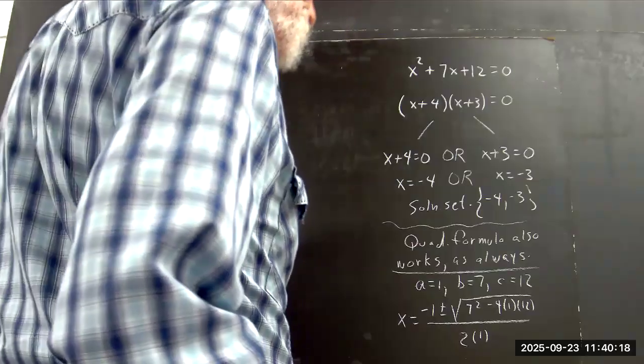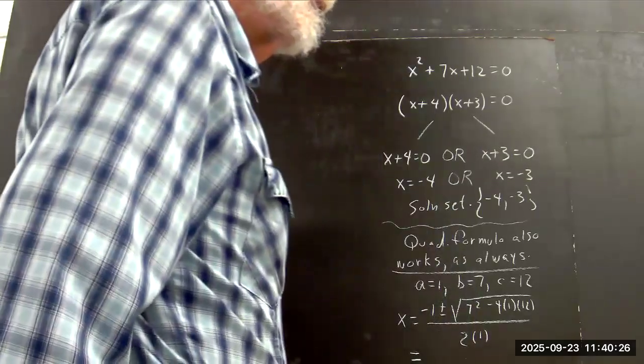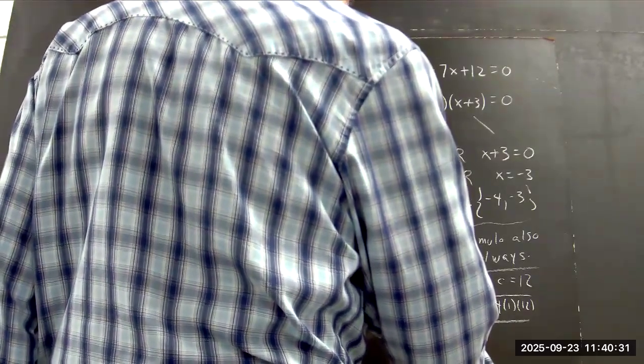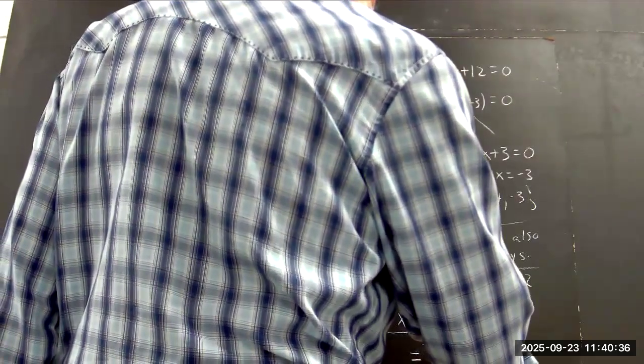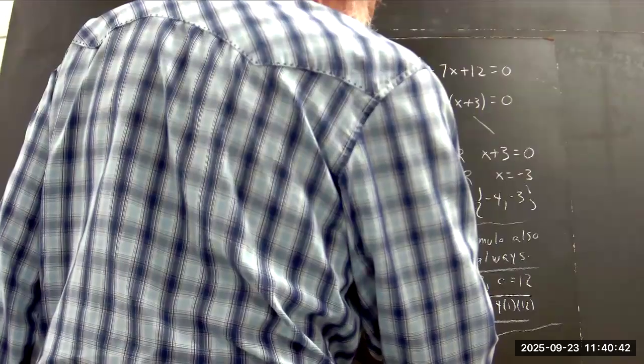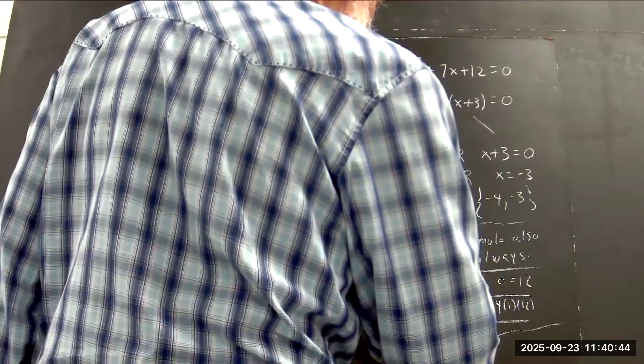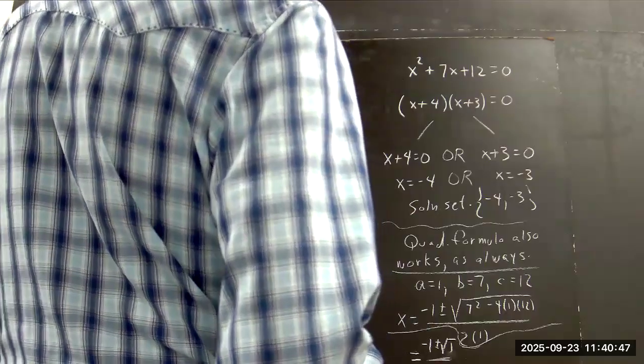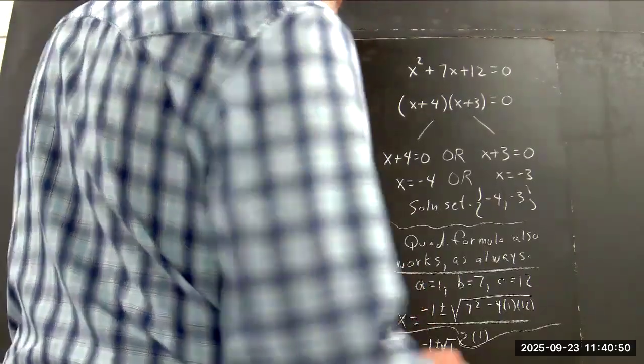So we could say this equals... I said -1. I had the 1 here. I just wrote a 1 down there. That was ignorant. It's negative b. It's -7.